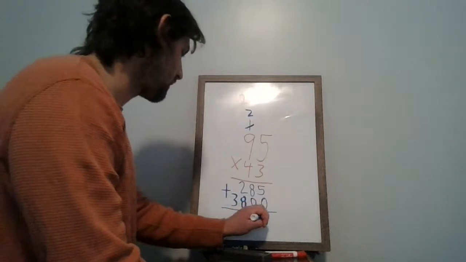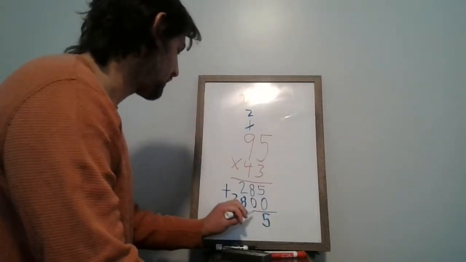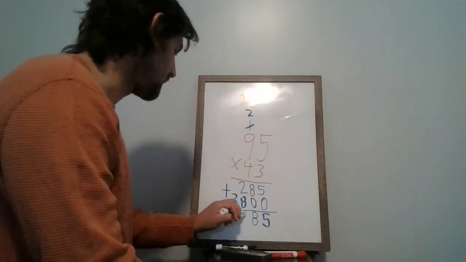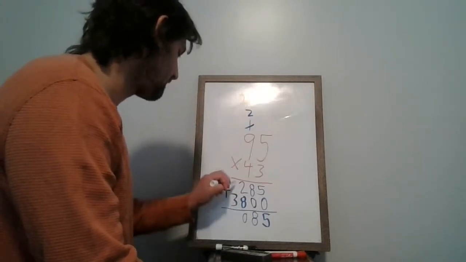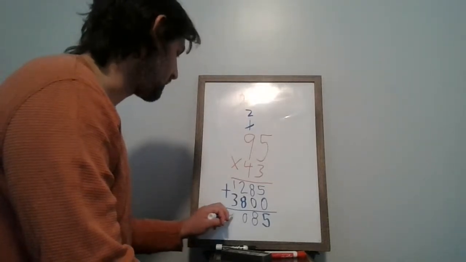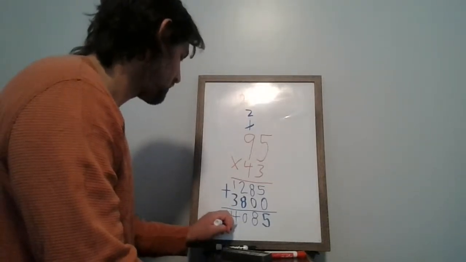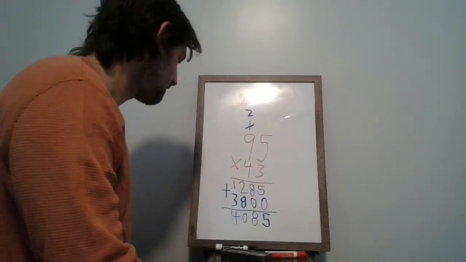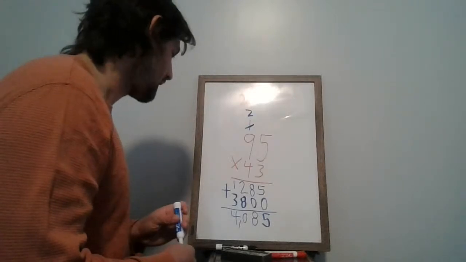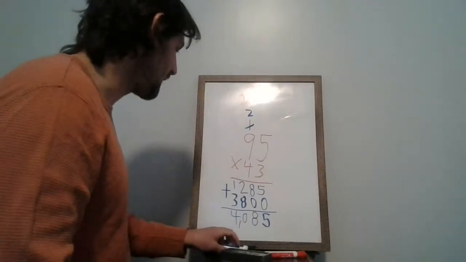Five plus 0 equals 5. 8 plus 0 equals 8. 2 plus 8 equals 10. 0, carry the 1. 1 plus 3 equals 4. The answer is 4,085.